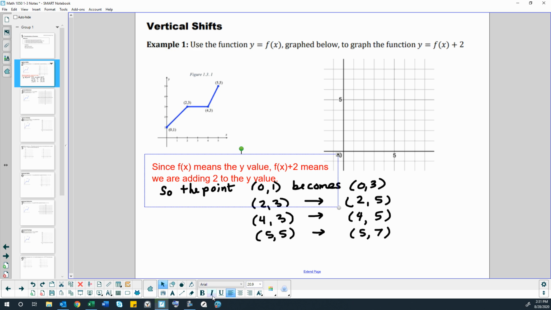So to graph this, we're going to take these points and graph them. So we have a point at 0, 3. We have a point at 2, 5. We have a point at 4, 5. And we have a point at 5, 7. Hopefully you can see that we have exactly the same graph shape. Just the entire thing has been moved up 2 because of adding 2 to the y value.